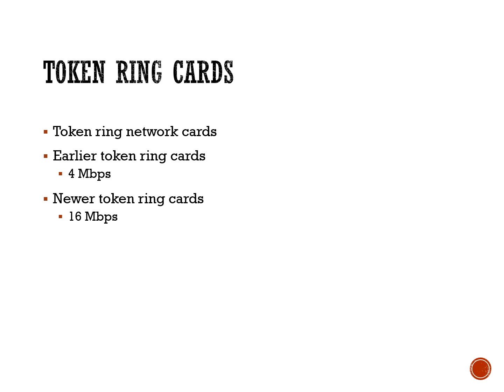Then we also have token ring cards, which are used in the token ring network topology. Earlier, we used to have token ring cards with a maximum speed up to 4 Mbps, but nowadays we have up to 16 Mbps as well.